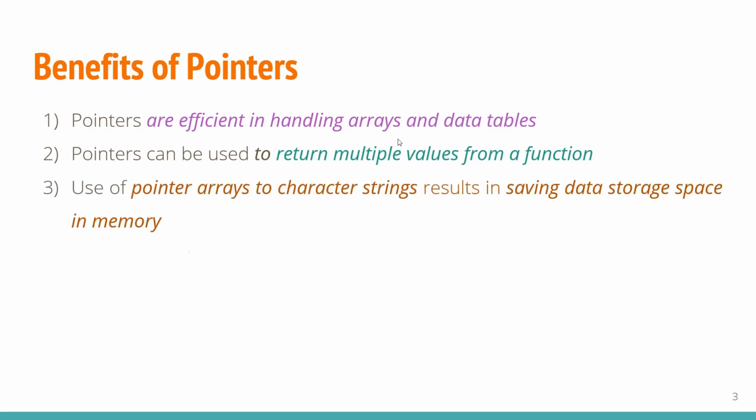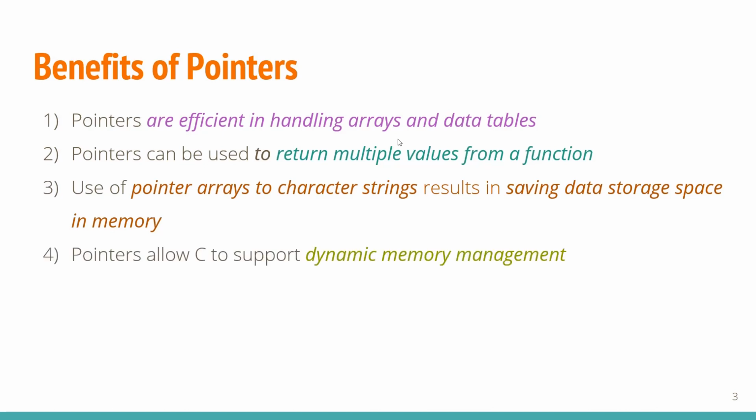Use of pointer arrays to character strings results in saving data storage space in memory. As we have seen in the last session about array of strings, if we had used pointer arrays to character strings, we would have ended up saving a lot of data storage space in memory. Hence, pointers are memory efficient. Pointers allow C to support dynamic memory management. This is also one of the most important aspects of programming, which is allocating memory during runtime. Hence the name dynamic memory management.